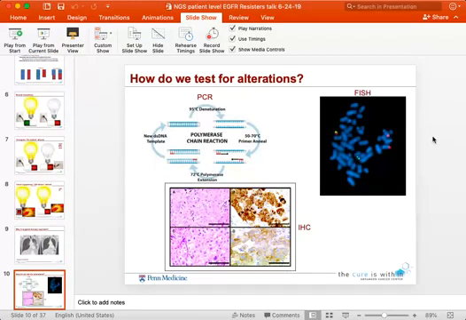So how do we test for alterations? This is a big question. So historically, you go back not that long ago, you go back 5 years. The way you would test for something like EGFR was using something called PCR, or polymerase chain reaction. For the science nerds in the audience, what happened is they actually take DNA and they raise it to a really high temperature, 95 degrees centigrade, and then they put it back together again using an enzyme.